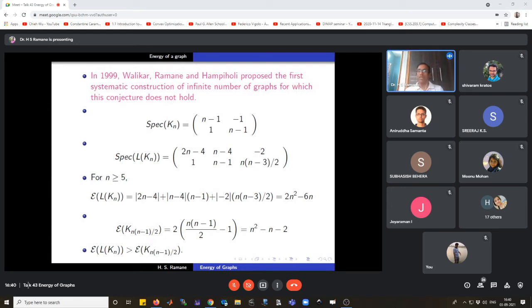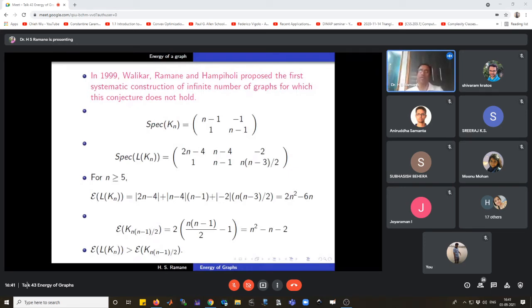to be hypernergetic if its energy is more than the energy of the complete graph, that is 2 times n minus 1. And those having energy less than or equal to 2 into n minus 1 are called non-hypernergetic. But now one more concept: if the energy of a graph is equal to the energy of the complete graph, then it is called border energy.